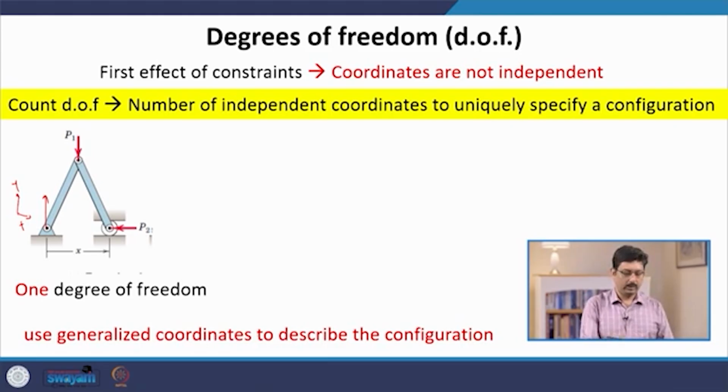In this case we took the Cartesian coordinates, but that is not the only choice. For example, you can also take the distance between this support and this support as shown in this figure as your independent variable, and you can immediately see that if you specify this distance, which, if I take this as my origin, is nothing but x3, then because of the other two equations the position of this point is automatically fixed.